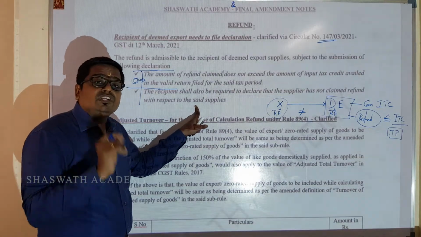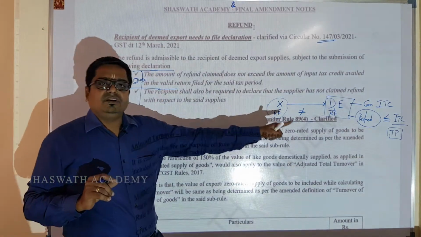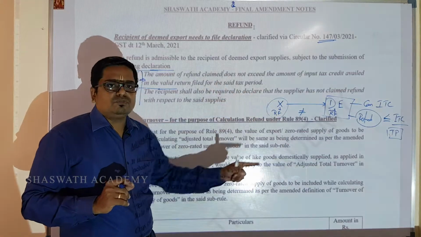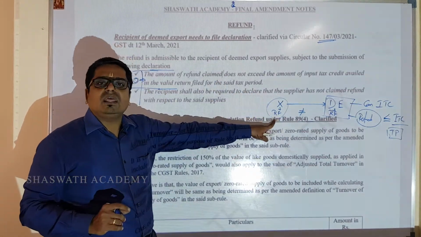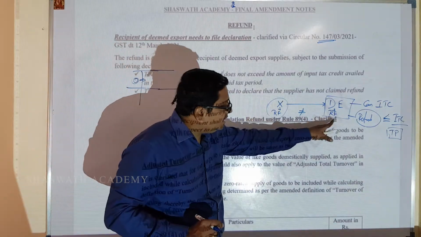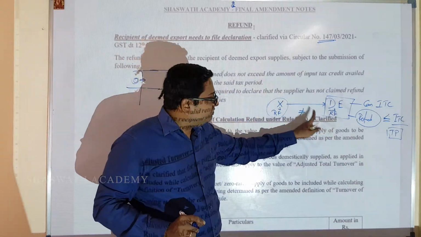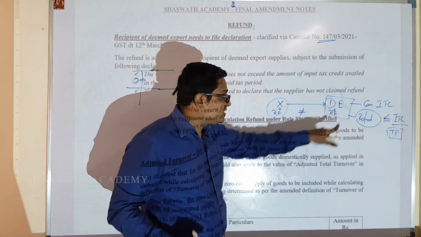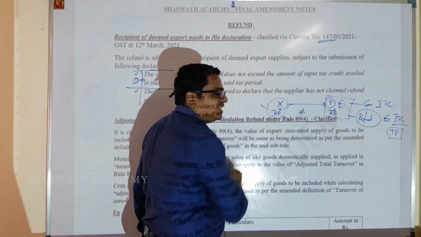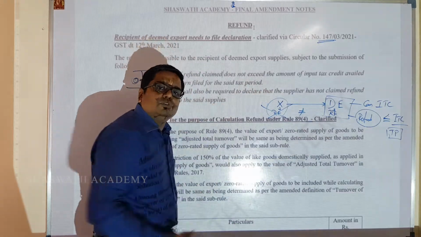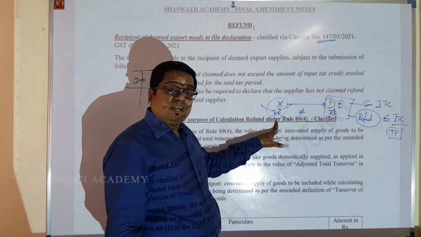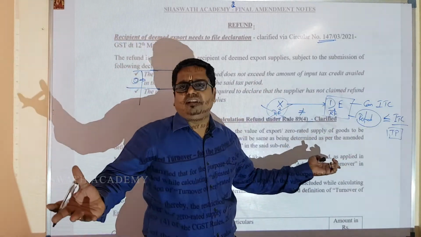The government is shifting the responsibility to the refund claimer, who is a deemed exporter, asking him to give a declaration that the supplier is not claiming the refund, because refund is mutually exclusive. If the deemed exporter is coming for the refund, please understand, for this person, there is Mr. X, there is no refund, right? That's why we say refund is mutually exclusive. And if Mr. X claims a refund, the deemed exporter does not get it.